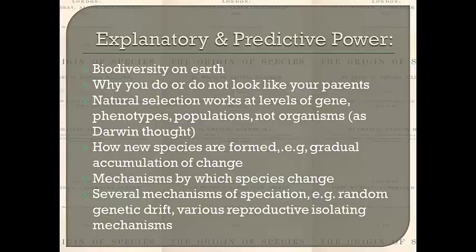We now have a mechanism for understanding why there is so much biodiversity on our planet. We now understand how it is possible for you to look like your parents or not look like your parents. We understand that selection works at the level of genes, but within populations, not at the organismal level, as Darwin proposed. We have a better understanding of how new species can be formed from accumulated changes and by other mechanisms besides what Darwin hypothesized as well.